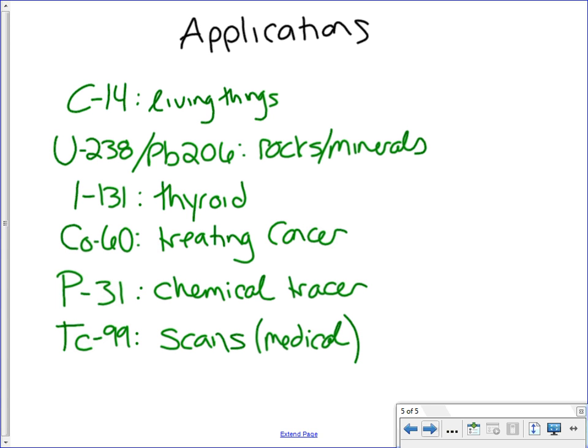Those are the major ones that you need to know. I would suggest these top four are the main ones that you need to know. So especially these two. Okay?